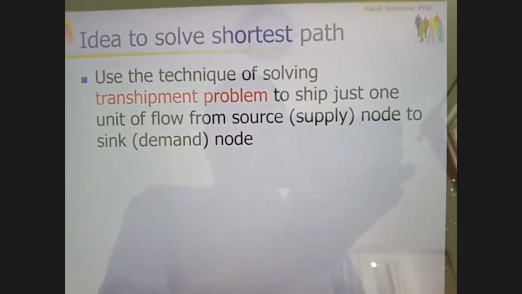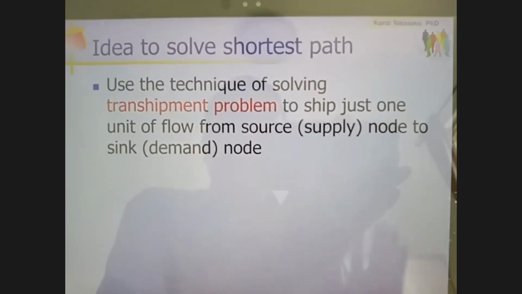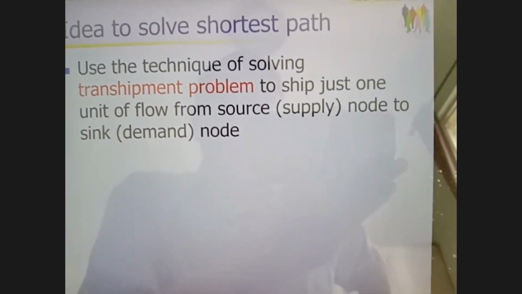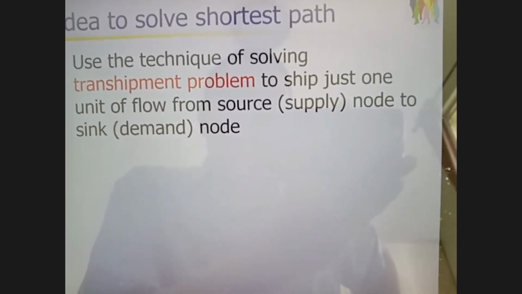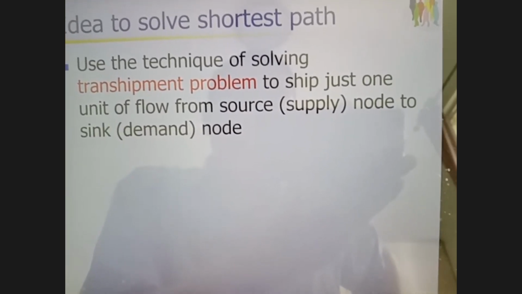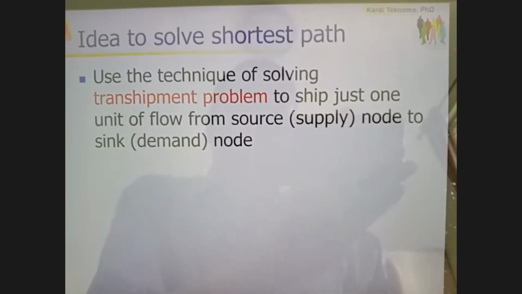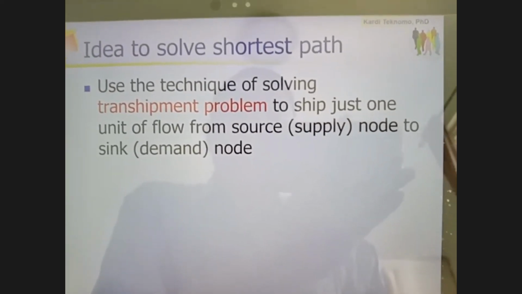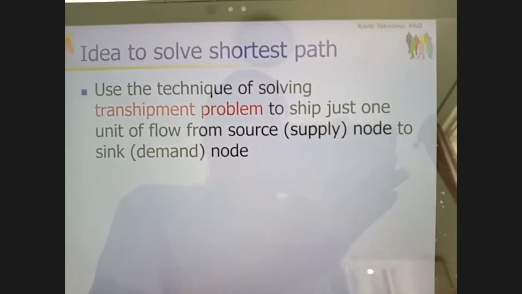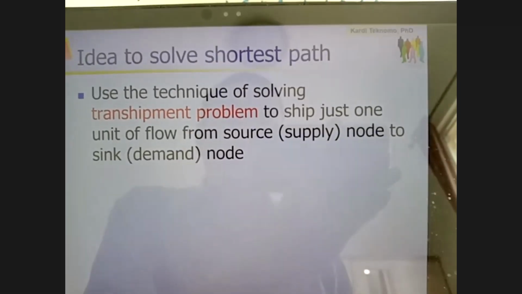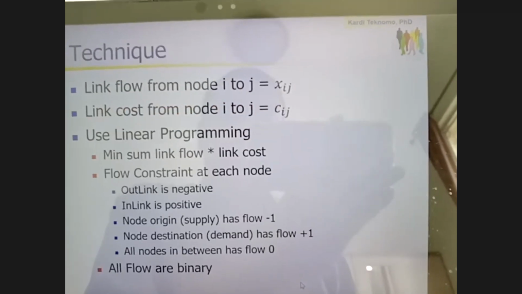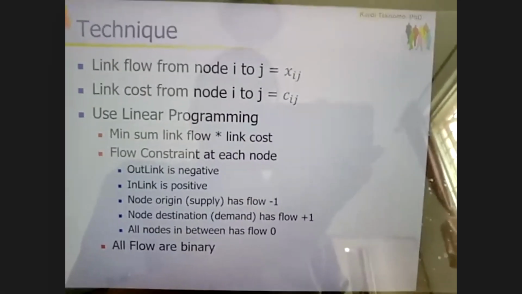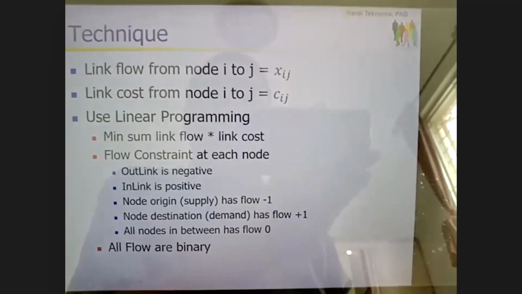Okay, so the idea is exactly the same as what you learned last week, which is the transshipment problem. So the difference is this is much simpler than transshipment problem. Okay, so you just ship one unit of flow from the source, which is the supply, to the sink, which is the demand. So in that case, this is exactly the same as last week in transshipment problem.